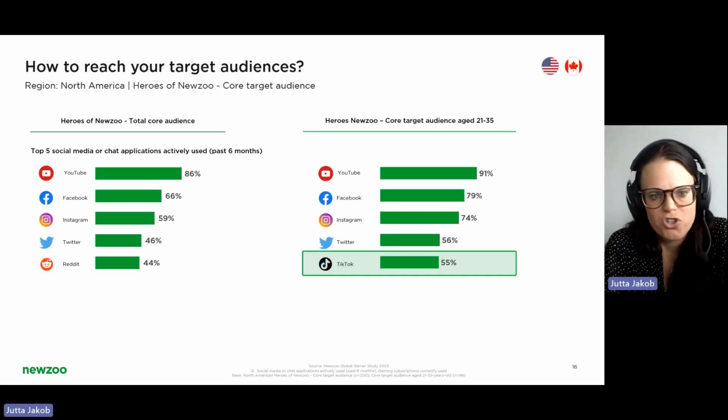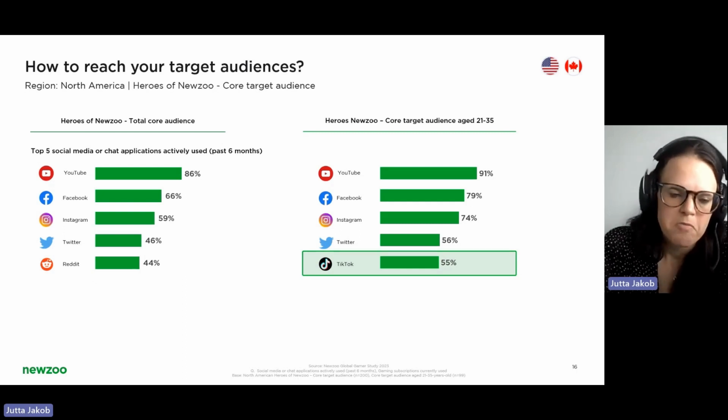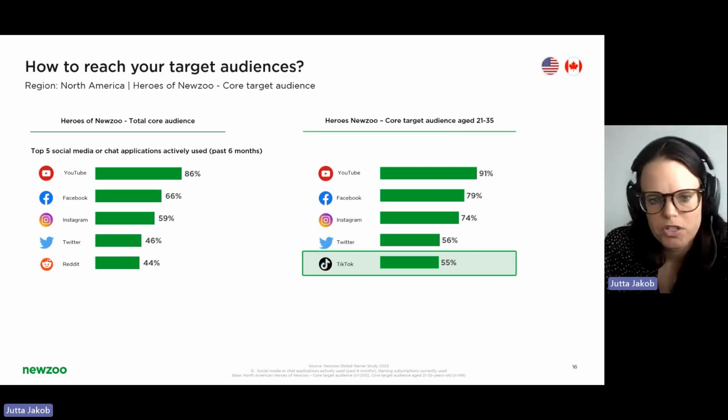The top 5 social media platforms used by our total core target group closely align with those used by the 21 to 35 age range, with the exception of TikTok, which ranks somewhat higher within the 21 to 35 age group. This is an important consideration that may not have been previously taken into account by us or our media agency.